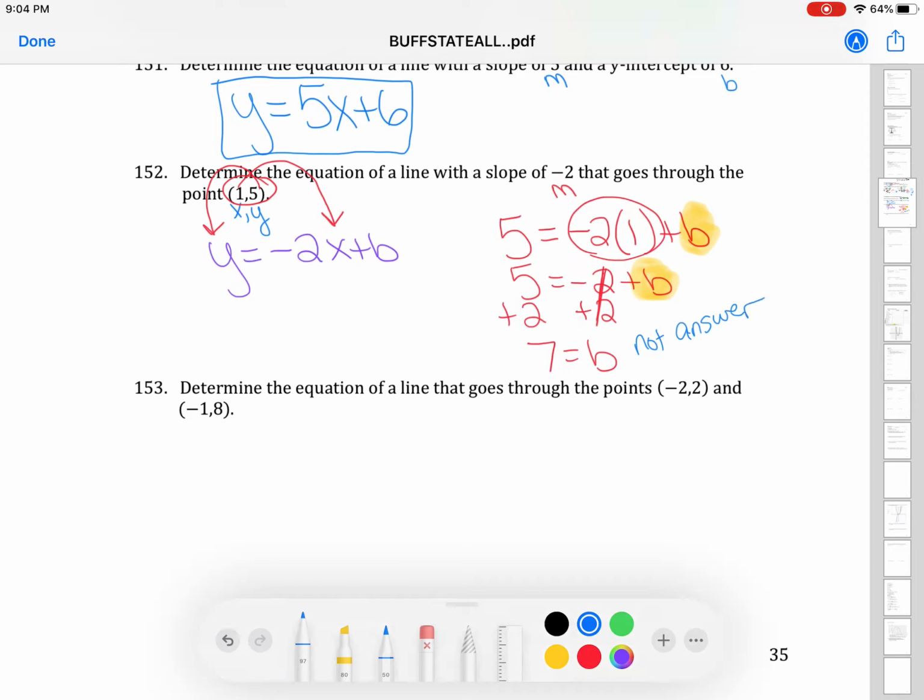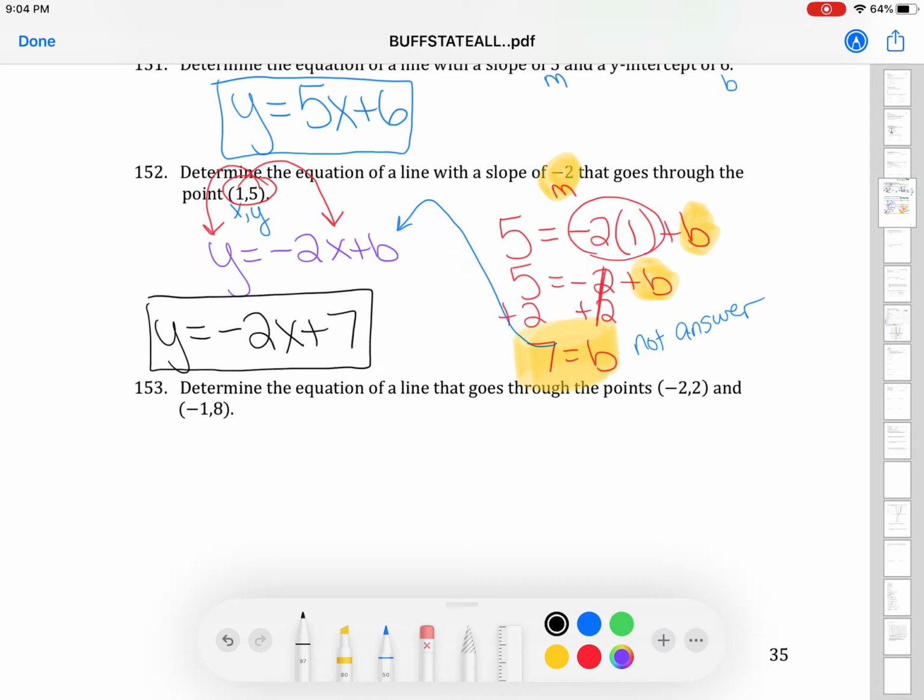Don't get carried away. This is not the answer. Remember, we were trying to figure out what b was so that we could get our overall equation. Now, I know what m is. I know what b is. I can write out my equation. So my final equation is going to be negative 2x plus 7.